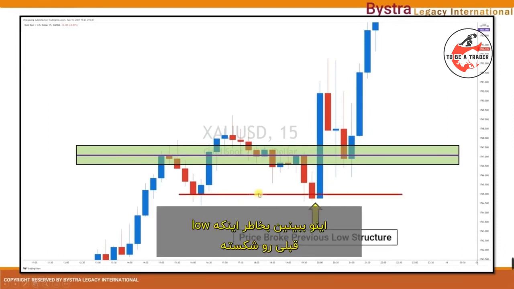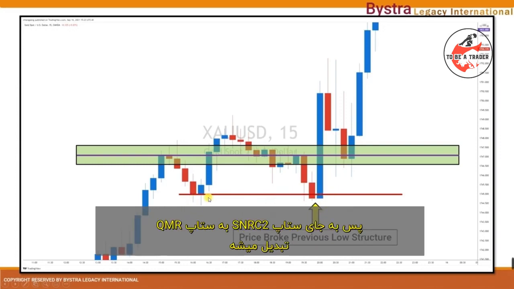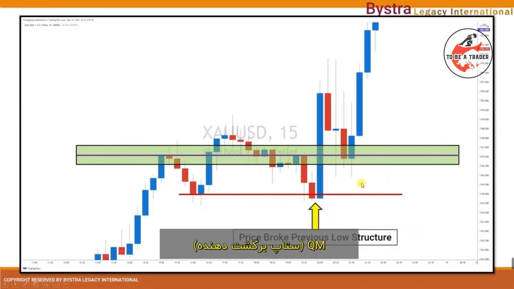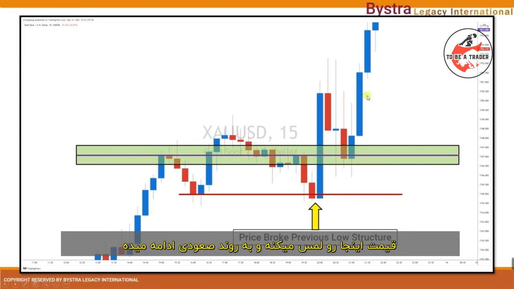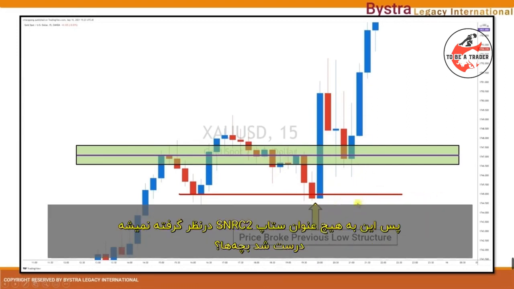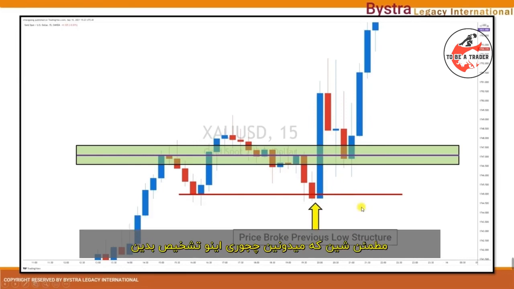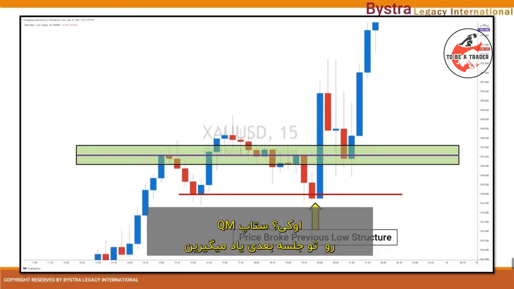Look at this, because yes, it has broken the previous low structure. So instead, this is an SNRC2. It has become a QMR setup, the QM reversal setup. So this will be the left shoulder: low, high, lower low, higher high. Price only touches here and continues on the uptrend, so this doesn't count as an SNRC2 setup anymore. Alright guys, make sure you know how to identify this. The QM setup you will learn in the next class.